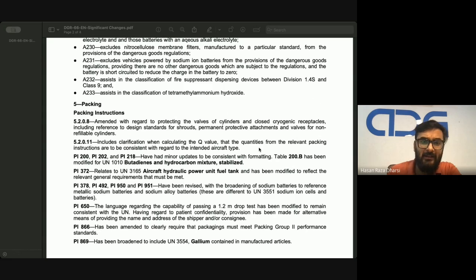Okay, then the packing instructions 200, 202, and 218. As we know, packing instructions 200 onwards are for the gases. So these three are meant to be for gases. Okay, so they have had minor updates to be consistent with the information. Table 200B has been modified for UN 1010 butadiene and hydrocarbon mixture stabilized.